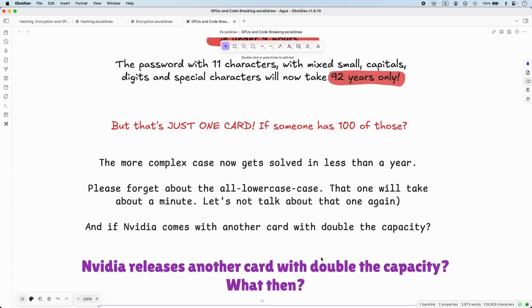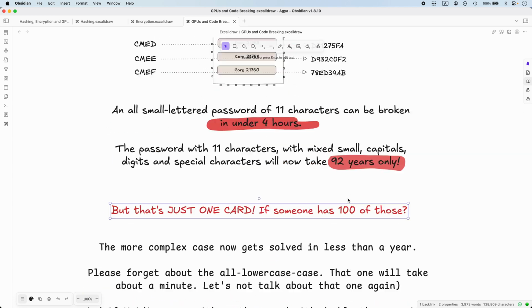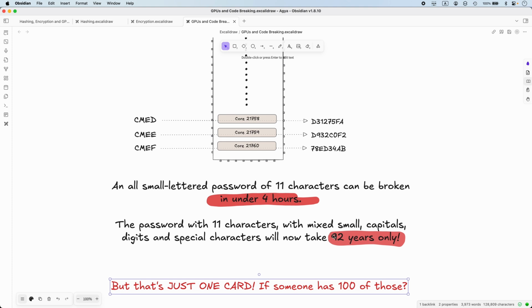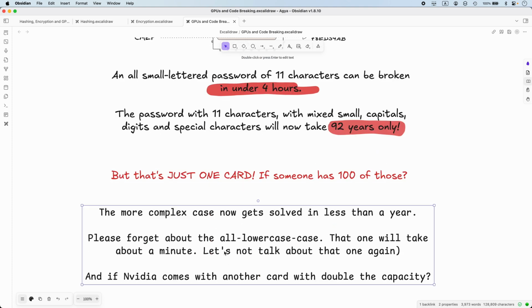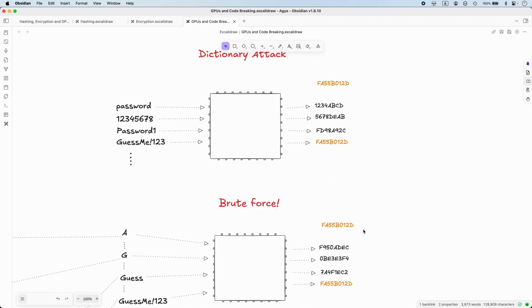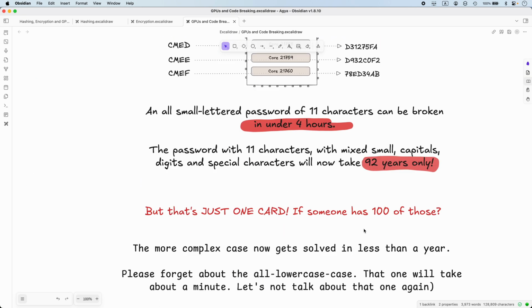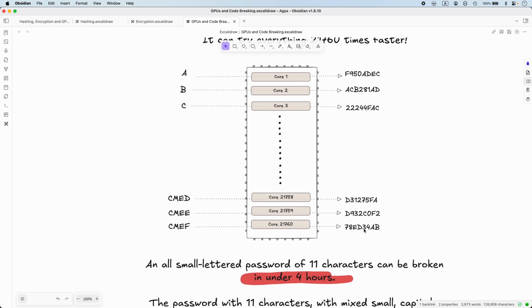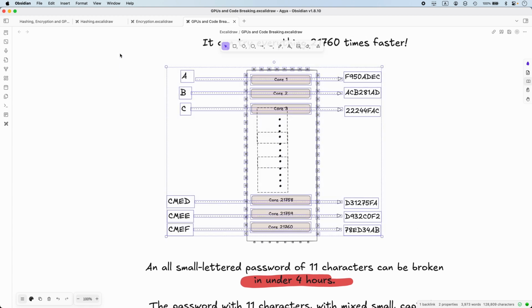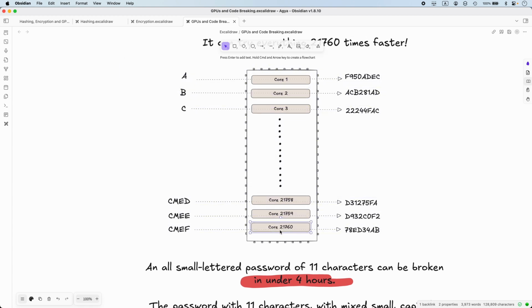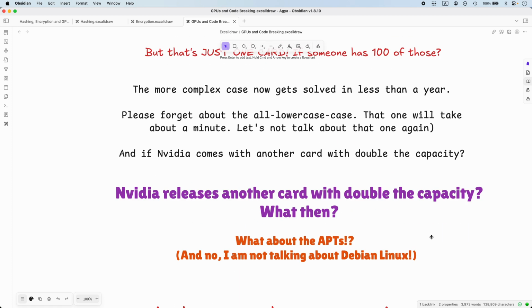So an APT with all of this and you using a bloody weak password, you are done and dusted. 1 minute is what it will take. And this is why GPUs are feared, because of this parallelism. Okay, this. You see this? This is why they are lethal.